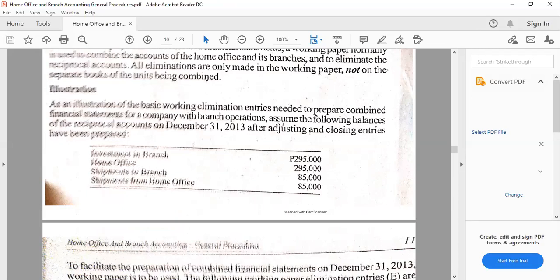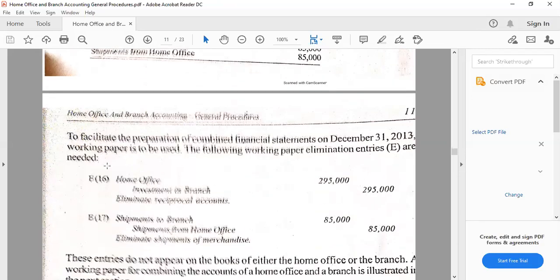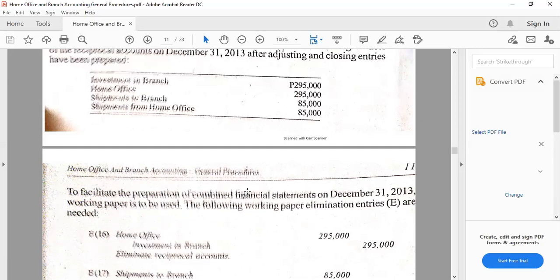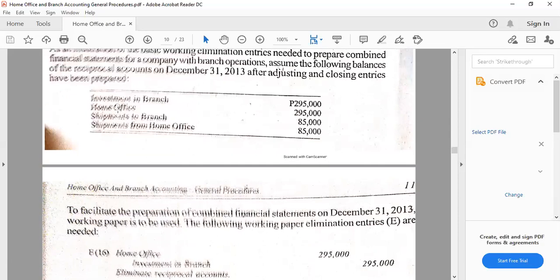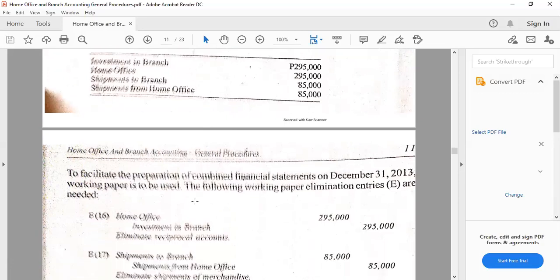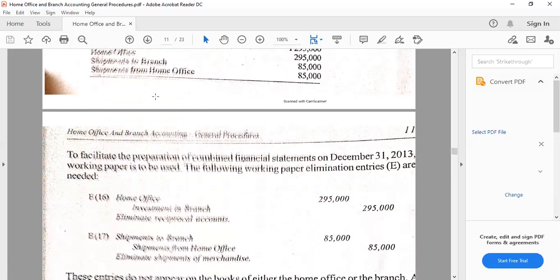So this is after adjustments, and we are now on closing. That's why we just have to put them on the opposite sides. To close is to simply make the balances equal to zero. So if one is found on the debit, put it on credit and vice versa. And this is what happened here as well as on number 17. Shipments to branch is found on the credit side, being a deduction to cost of goods sold on the part of the home office, while shipments from home office is an addition on the part of the branch. So that's why shipments to branch is to be debited, while shipments from home office is to be credited.